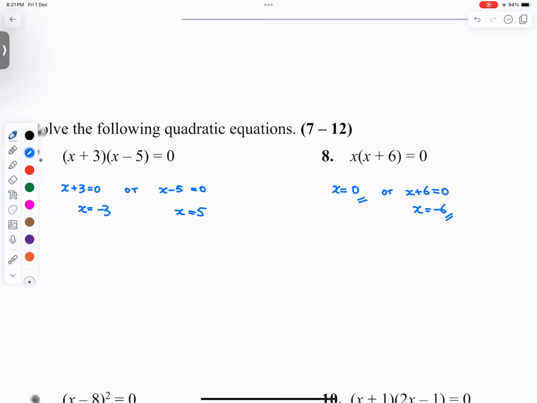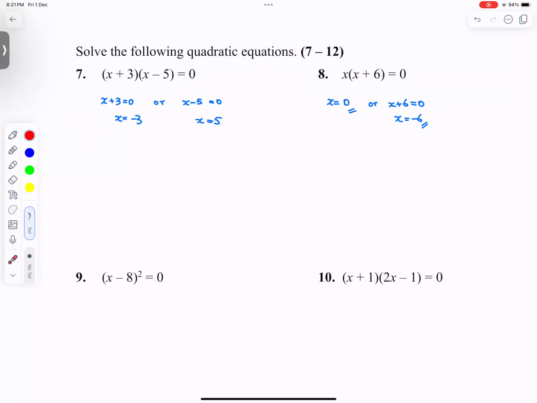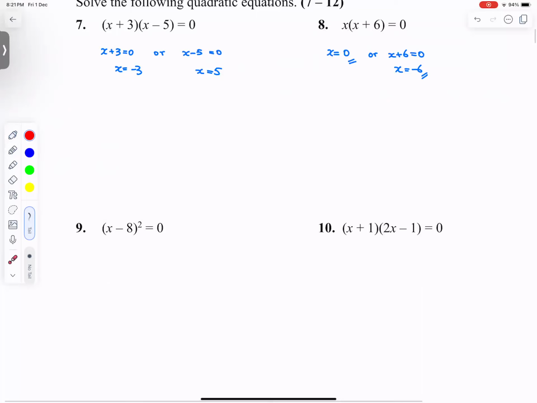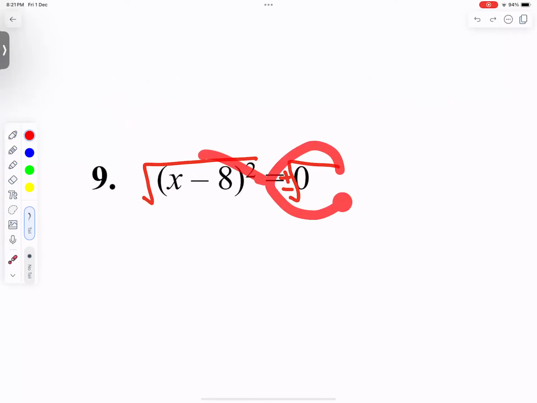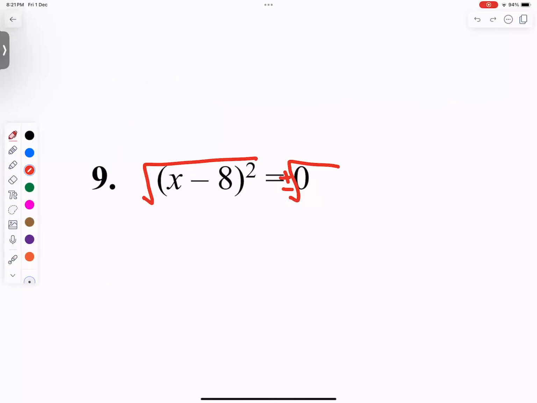How about next? If there is a square, what do we do? If you have a square, we will give square root to each side. And when we give a square root, we put both plus and minus. Then square root and square cancel out each other. So this will be canceled out, and square root 0 is still 0. So there's no difference there. So we know x minus 8 equals 0 and x equals 8.